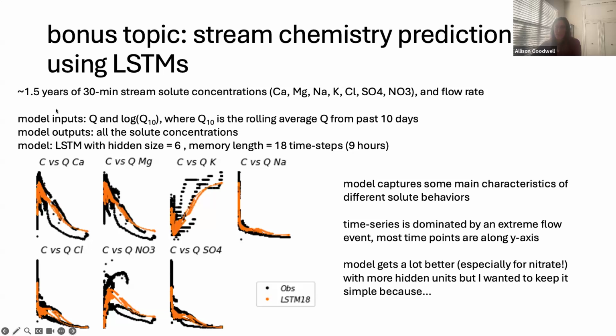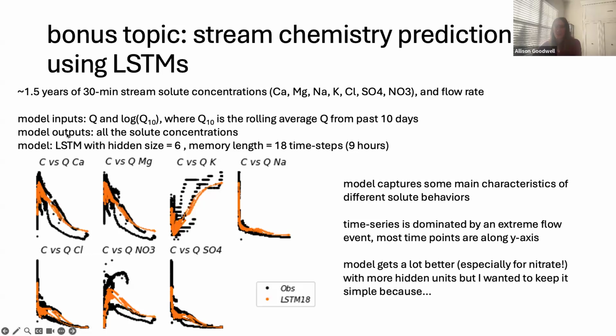And I think Tarun was one of the speakers in the summer, and he talked about this same data. I'm coming at it a little bit differently. I'm basically looking at how well I can predict all of these solutes just given flow rate. So I have a model with 2 inputs, and I'm using Q and a really smoothed and lagged version of Q, which is the rolling average of Q from the past 10 days. And I'm outputting all the solute concentrations.